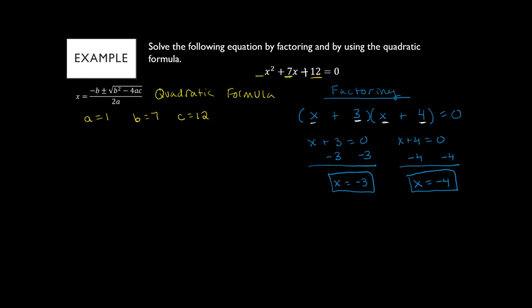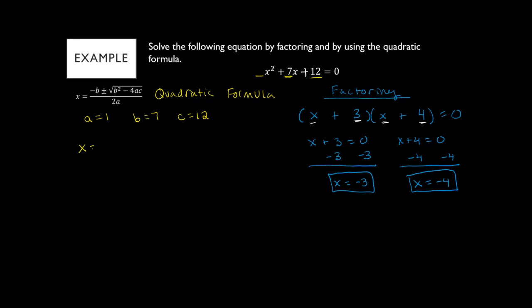Labeling these A's, B's, and C's should be familiar because when you factor using the AC method, you need to also figure out, okay, what is A and C? And you're using the same labels. So once you have your variables, you know what A is, you know what B is, and what is C, and you plug them into your formula.